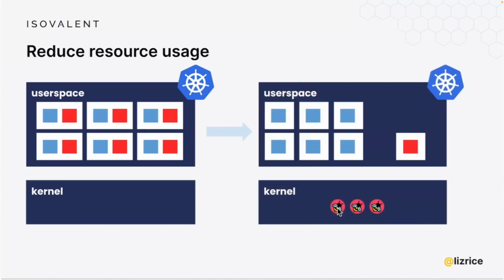With eBPF, because our programs are running in the kernel, we only need one instance of the configuration information. Even if we're configuring that in user space, we can share that information between a user agent and the eBPF programs in the kernel using a concept called eBPF maps, which allow us to share data between kernel and user space.